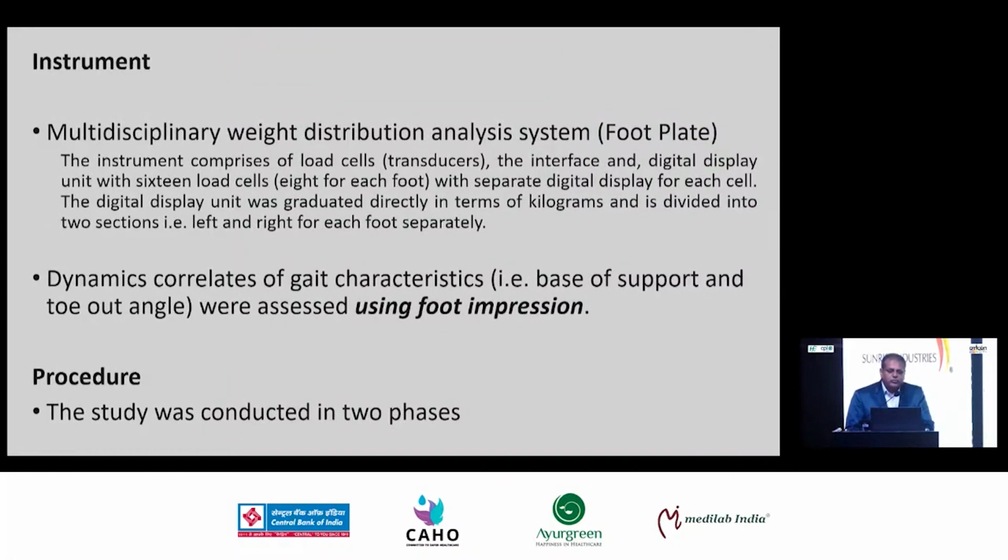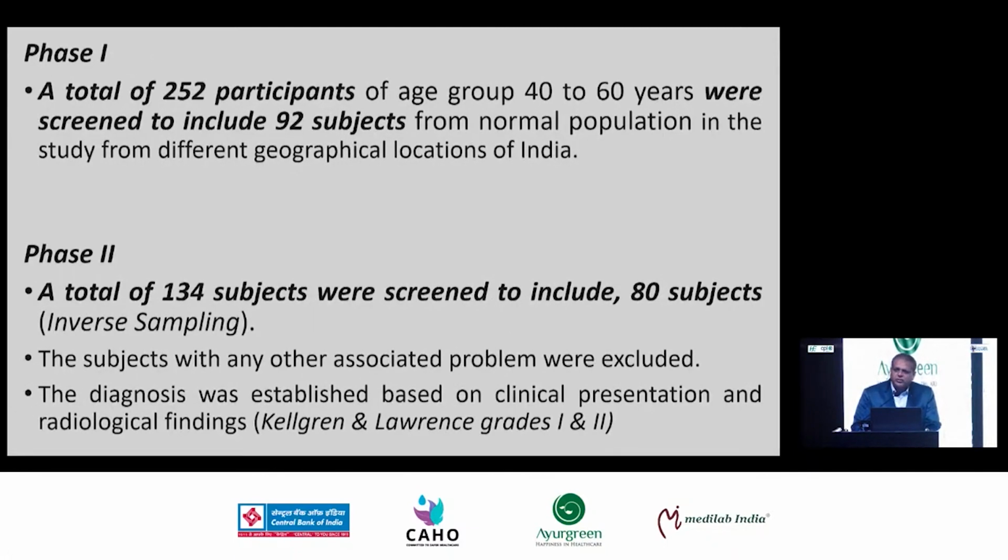The instrument used was a foot plate, dividing the foot into 7 compartments: forefoot, midfoot, and hindfoot. The dynamic correlate was assessed using the foot impression test. In the first part, 250 participants aged 40 to 60 years were screened to include 92 subjects from the normal population. In part 2, 134 subjects with early degenerative changes were screened to include 80 subjects using the inverse sampling method.